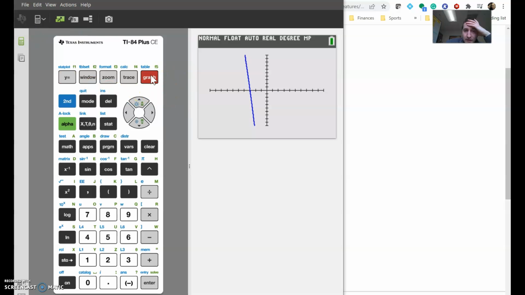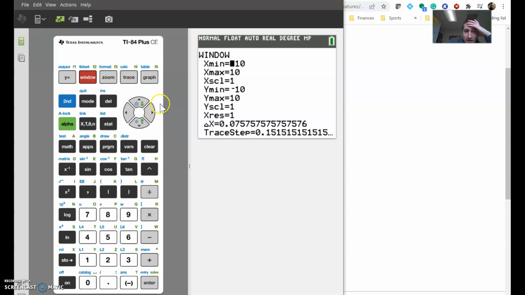No, I got it. Okay, that looks weird. Why the heck does it look like that? Oh, maybe because we can only see a little sliver of it. So if you ever need to change your zoom, I'm going to hit window, and I'm going to change all these to negative 20s. Negative 20 minimum, maximum of 20. Maybe I need to go up too. So let's go y maximum up to 20.